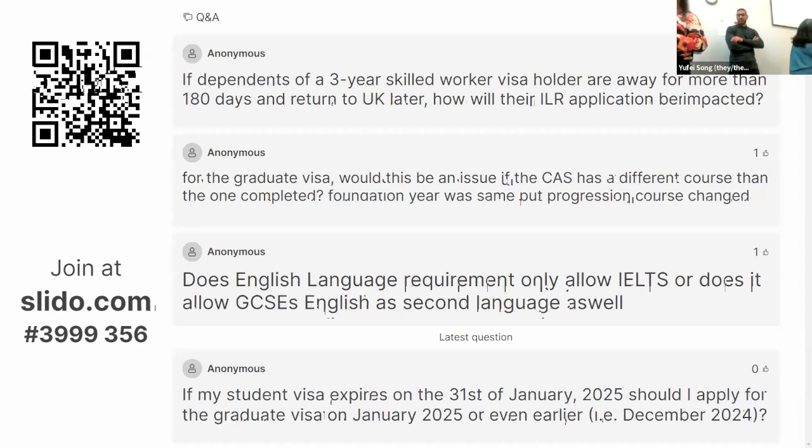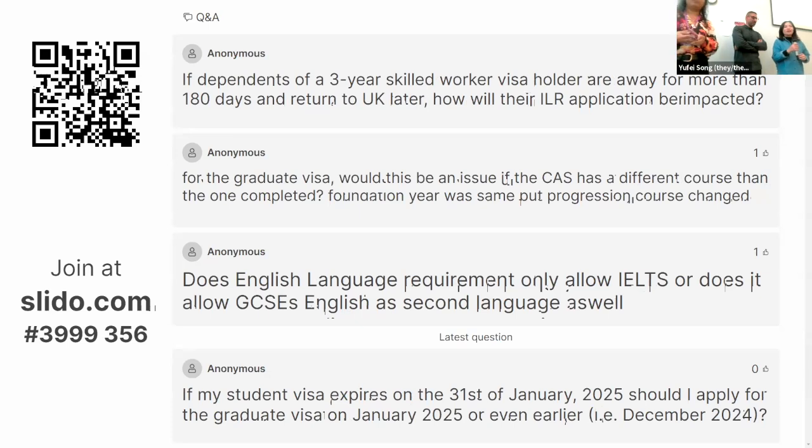So going back to this question, with the 3-year skilled worker visa, if you're applying for an extension, then you'll be fine because there is no absence requirement for an extension application. However, you do have to evidence that your relationship continues to be genuine and subsisting. And if you have a long period of separation from your partner, where you're overseas and your partner is in the UK being a skilled worker, then you might have a problem evidencing how your relationship continues. The absences requirement only comes into play when you apply for settlement.